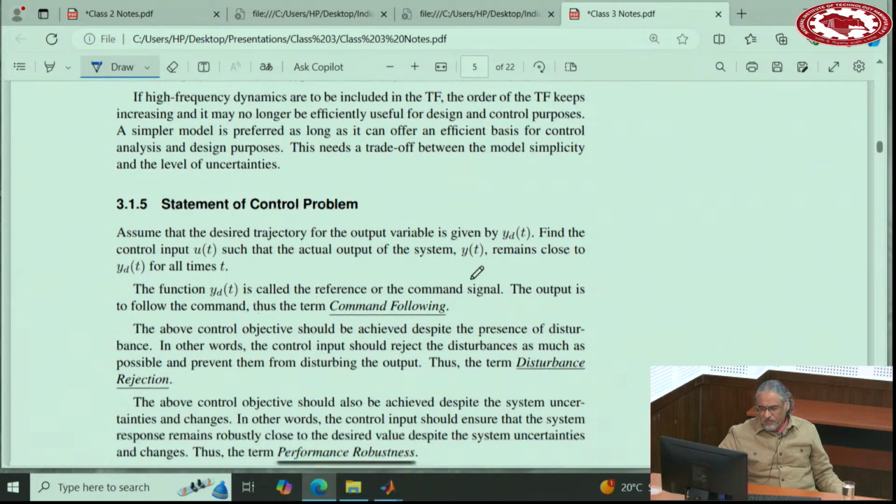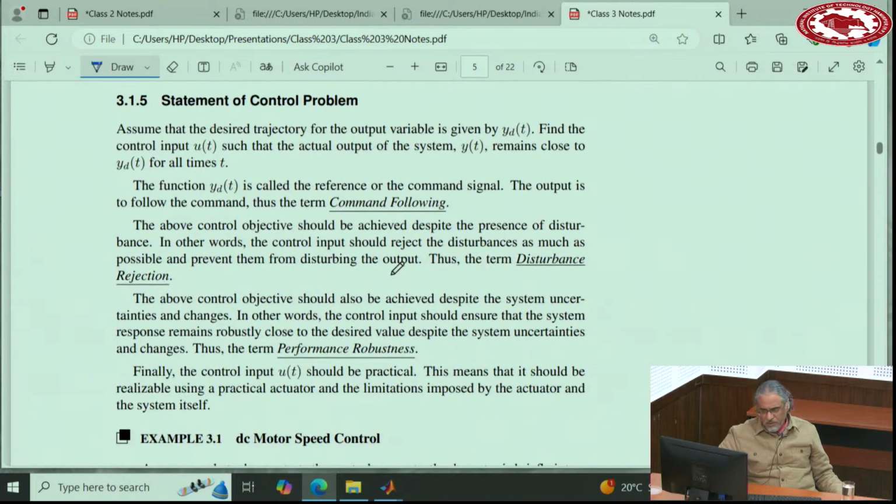Okay, I will tell this one and close this class. Statement of the control problem. Now we are ready to say what we mean, what we want by control. In control, we have some set point and we have some output. We want our output to be equal to this set point. We want the converter to deliver 10 kilowatts. That's what we want. That's the control problem.